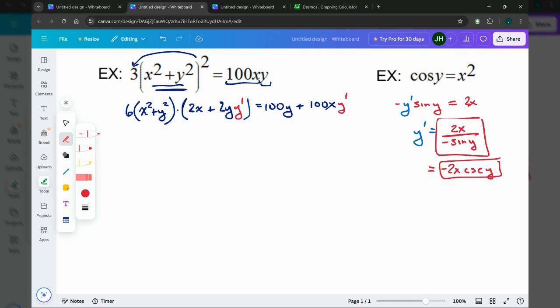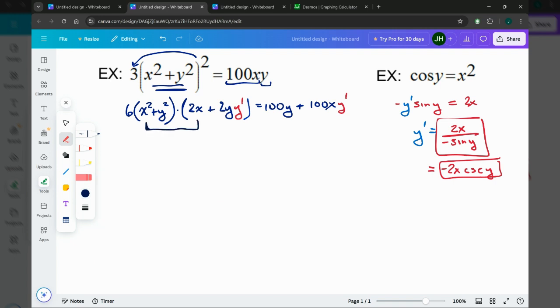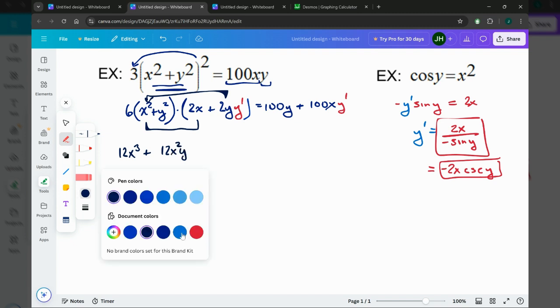Now what I need to do here is I need to actually solve this entire thing for y prime, which is going to get a little bit complicated. Now this is going to involve some algebra. If I multiply these two terms, I get 2x cubed, but when I multiply by 6, that's 12x cubed. The outer terms, multiplied by 6, it's going to give me 12x squared y prime.